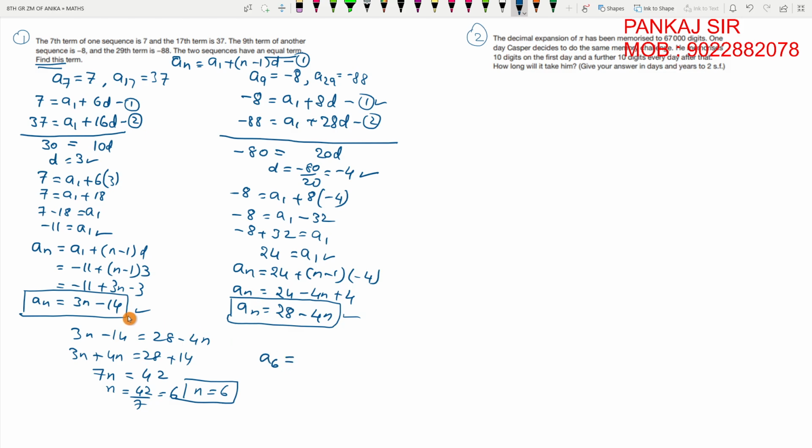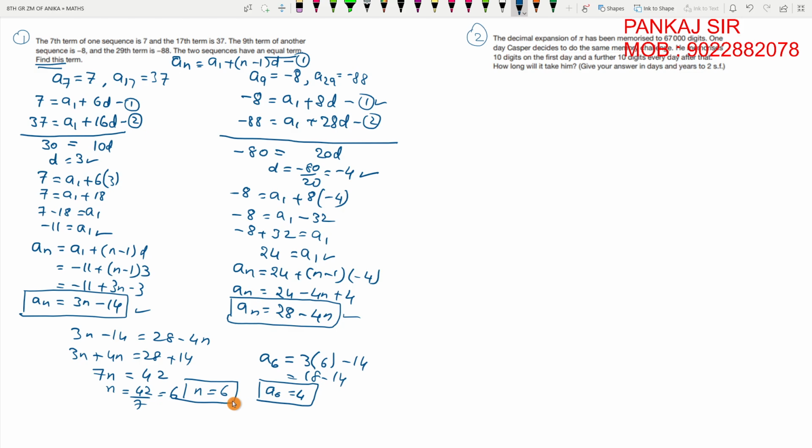Now A6, I can put in any of these formulas, because both the formulas will have the A6 as same. So let me take 3n minus 14. So 3 times 6 minus 14. This is 18 minus 14, which is equal to 4. I'm sorry, I said 6 earlier. This has to be 4. So I am getting A6 as 4. So the equal term is 4.